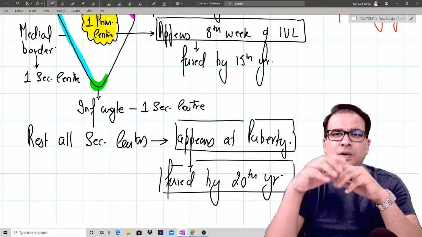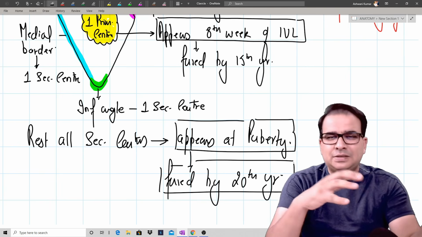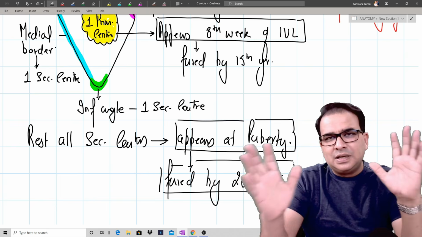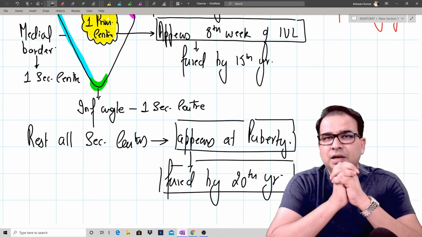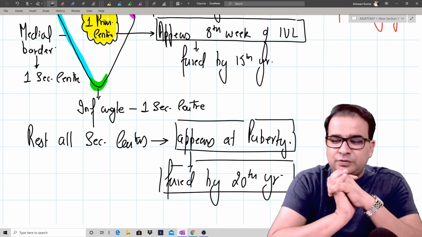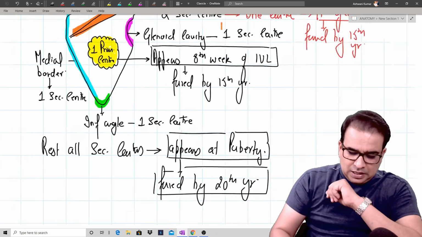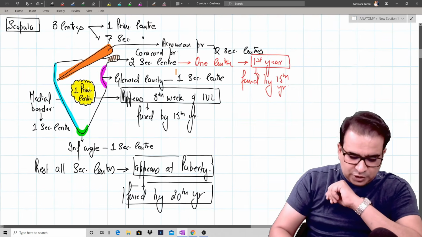So just remember that puberty, some appear at 14, some at 15, some at 16, but saying puberty is good enough here, that they appear at puberty and fuse with the rest of the scapula by the 20th year. So this is about the ossification of the scapula.